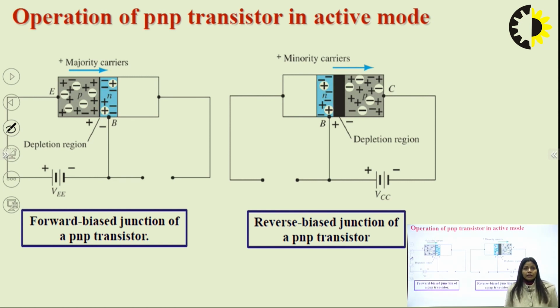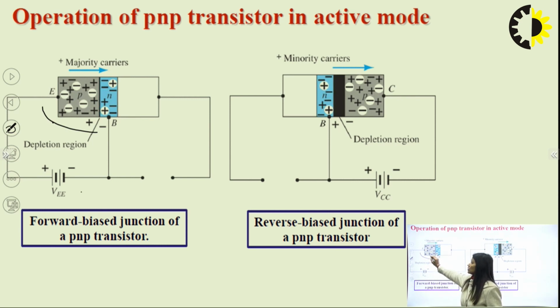Now, active mode operation: how is the transistor working in active mode? Active mode is the mode where the emitter base junction is forward biased and the collector base junction is reverse biased. So let us see. Here this is my emitter base junction. We have taken a PNP transistor. So this P terminal is connected to the positive and this N is connected to the negative terminal of the battery. So it is forward biased.